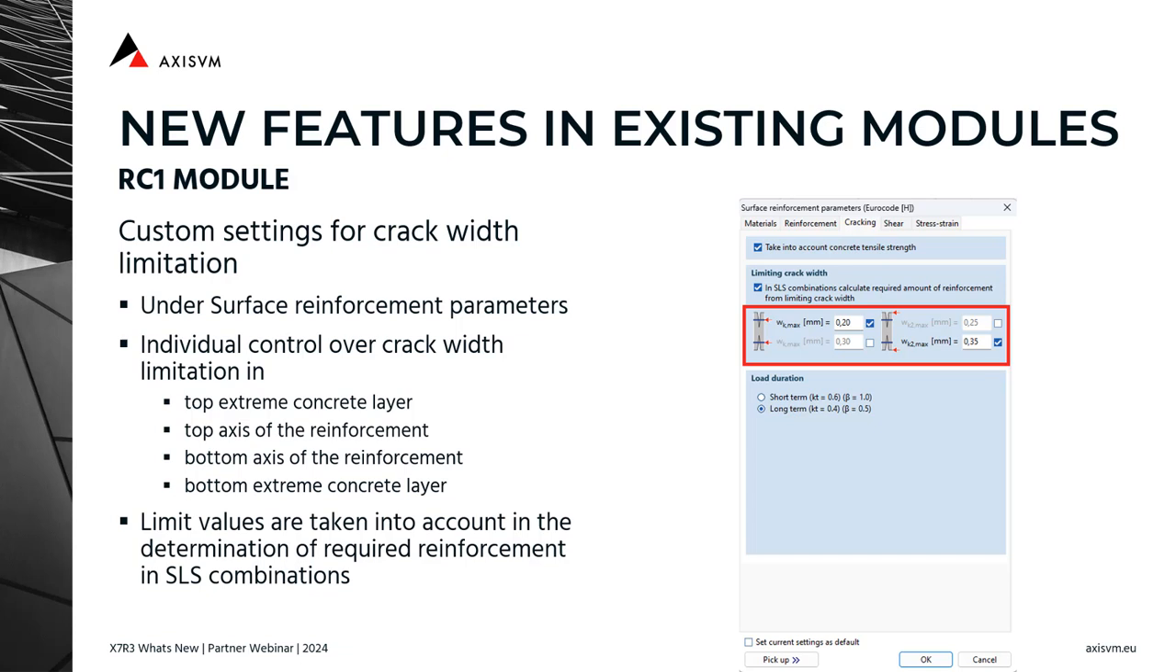These components are the limitations of the crack width in the top and bottom extreme concrete layer, and the top and bottom axis of the reinforcement. Turning a limiting factor on will mean that the required amount of reinforcement will be calculated to satisfy the setting.